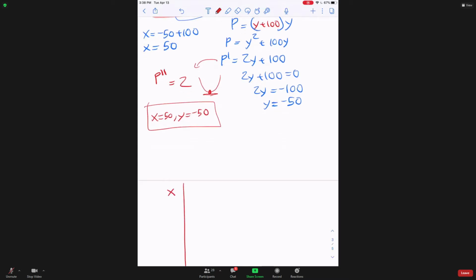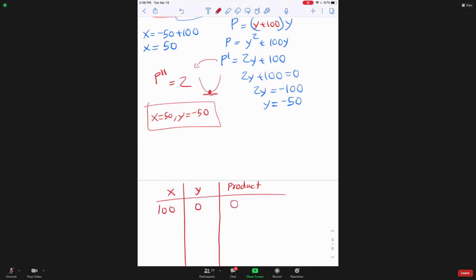So let's see here. I'm going to make a little table: x, y, and the product. Just think of two numbers that have a difference of 100. Let's say you have 100 and 0. Do they have a difference of 100? Yes. What's the product?